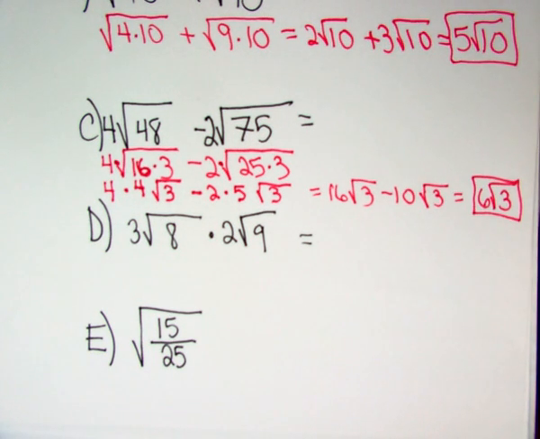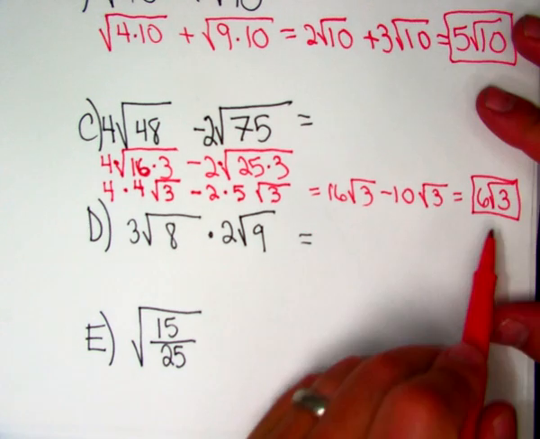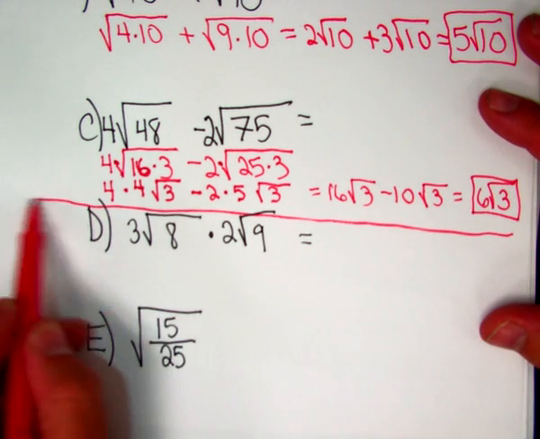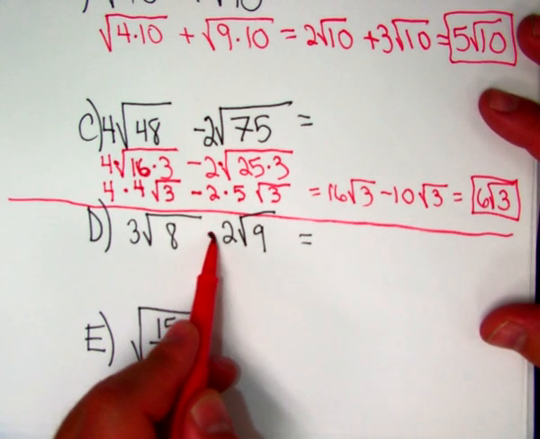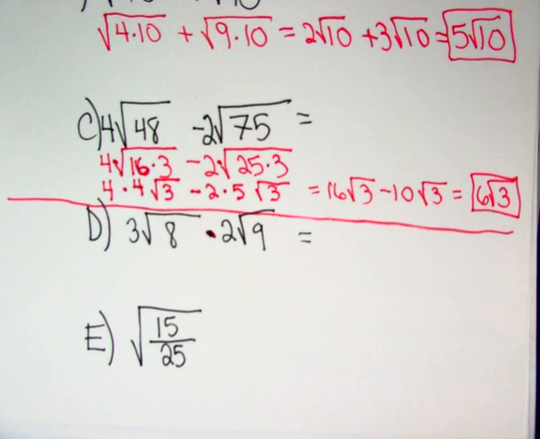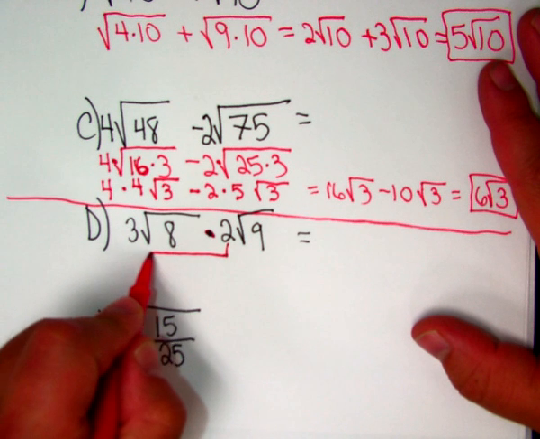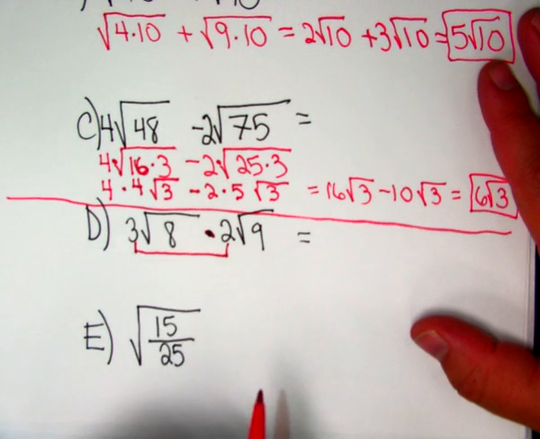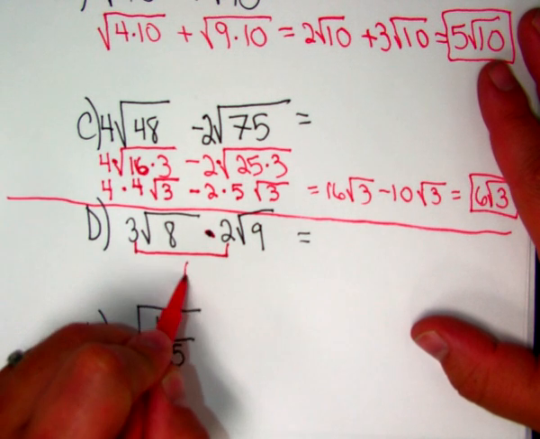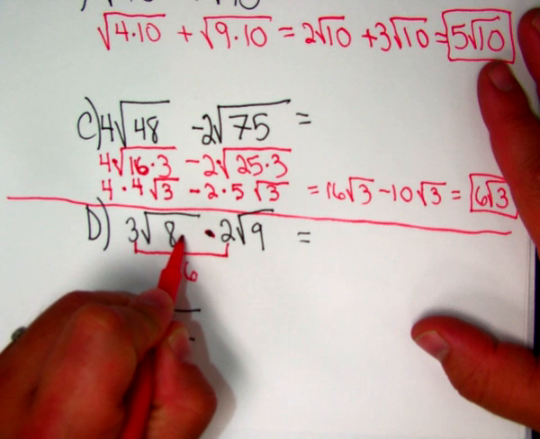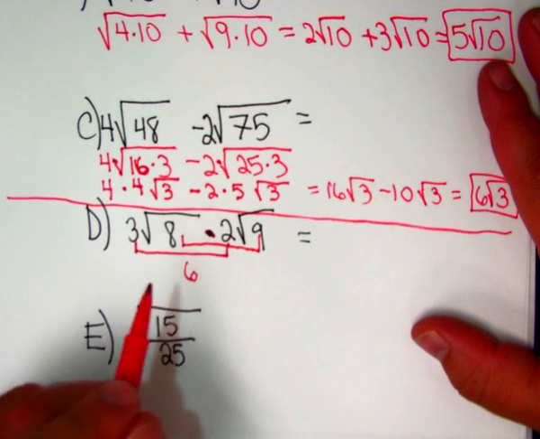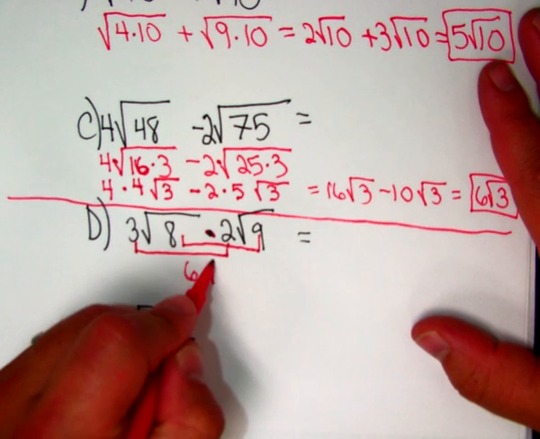For letter D, D is now where we're going to talk about problems that have multiplication take place. So you can see we have multiplication now instead of adding and subtracting. These are pretty straightforward, just like the other ones. There's not lots to them. For these, you multiply the outsides first. So that means we're going to have 3 times 2, which will be 6. And then you're going to take the insides and multiply these together, which means we have 8 times 9, and that's 72.